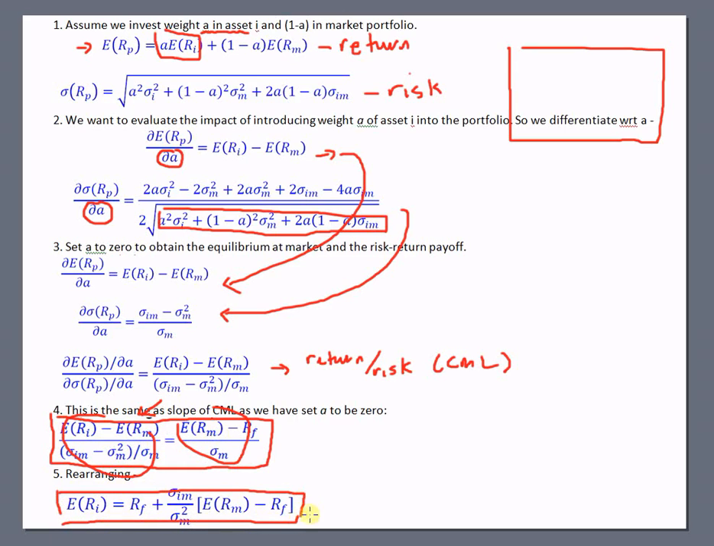Recall that just now we said that the graph will look something like that. So this is the risk, this is the expected return. Okay, so if you compare this against this, we can say that this is the risk-free given by here, the point where the line cuts the y-axis, and the slope is given by this term.